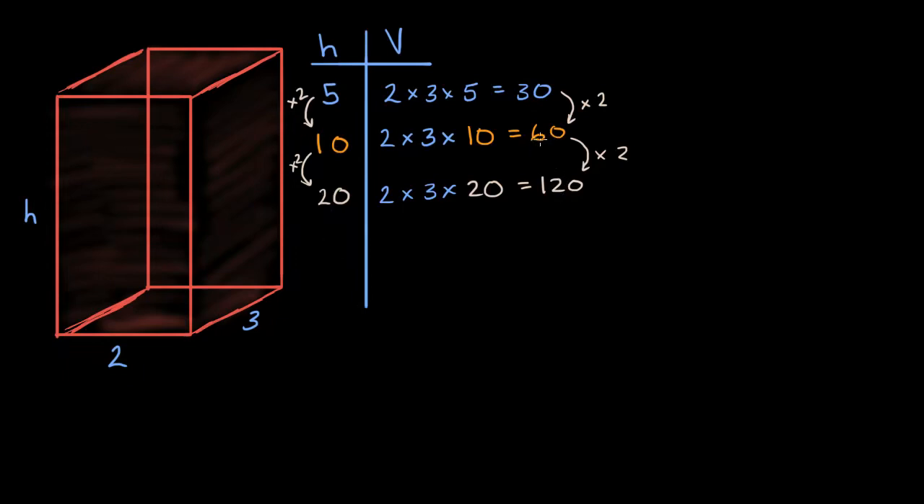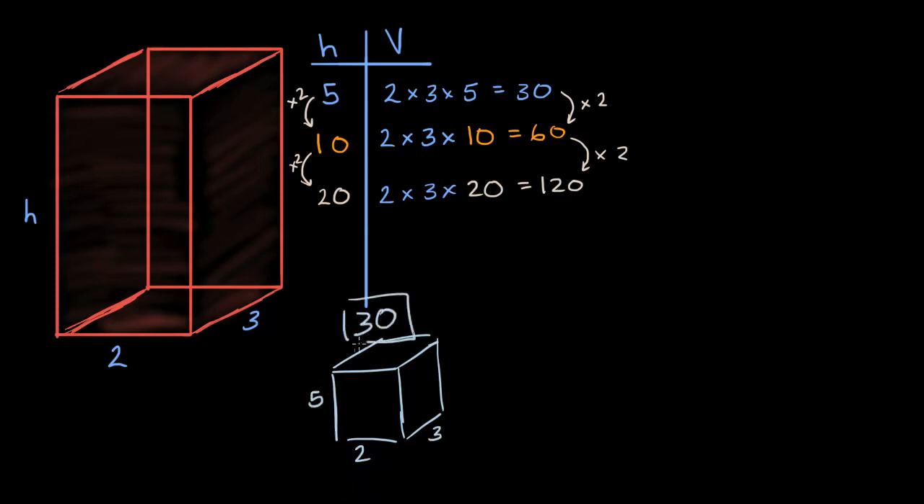Now let's think about something interesting. Let's think about what happens if we double two of the dimensions. So let's say, I'll just draw these really fast. We know that if we have a situation where we have 2 by 3 and this height is 5, we know the volume here is 30 cubic units.